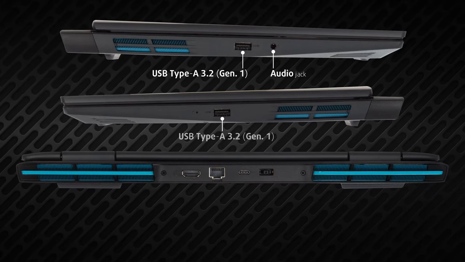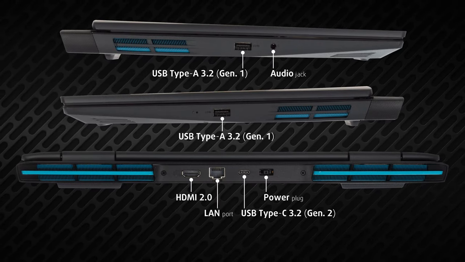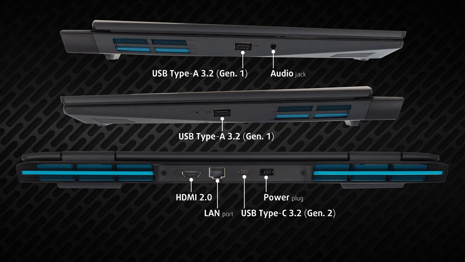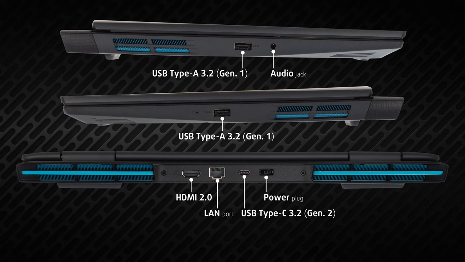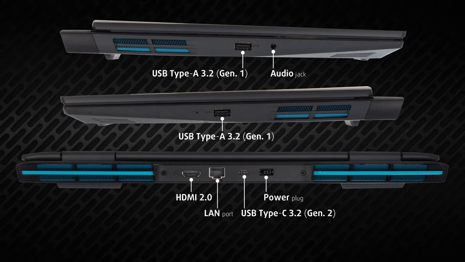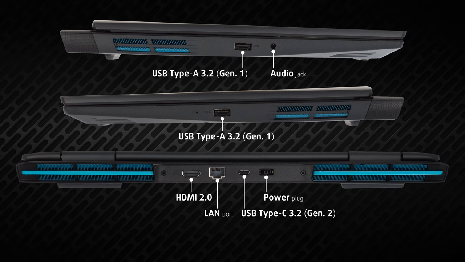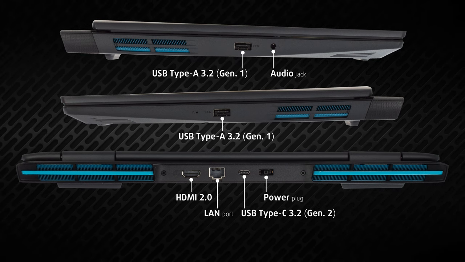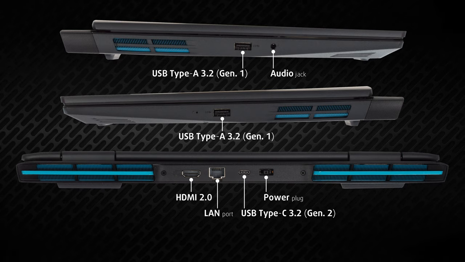When compared to the Intel-powered model, you lose the Thunderbolt support but get one Type-C 3.2 10 Gb port, two full-sized USB 5 Gb ports, HDMI 2.0, LAN, and a 3.5mm audio jack.